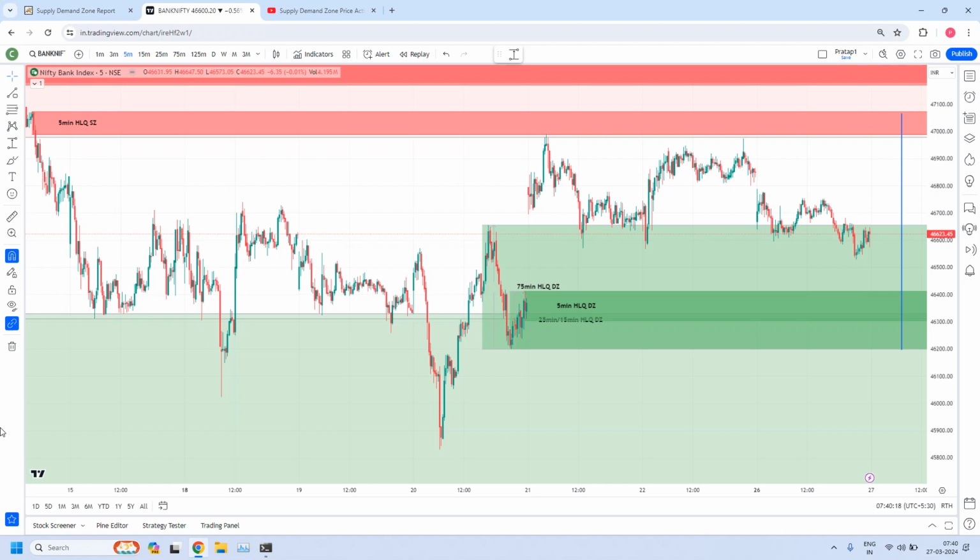Today is the 27th March 2024. So let us have a quick analysis on Bank Nifty to understand today's price range.